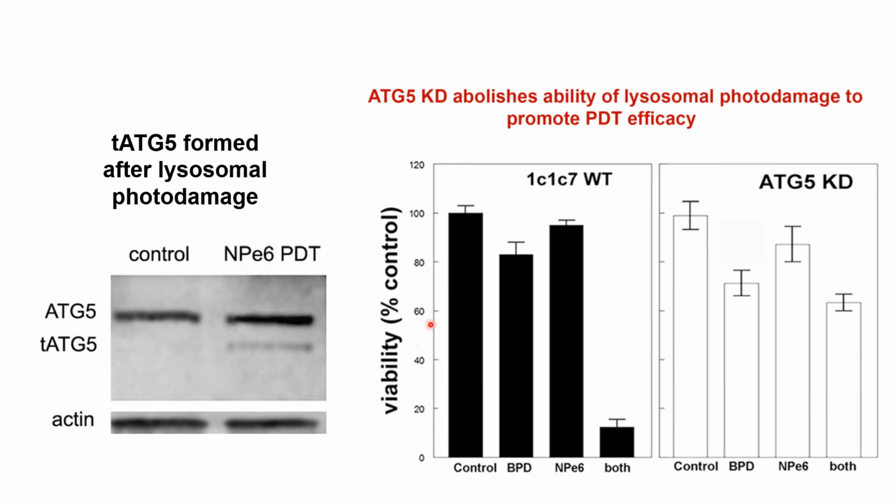This in vitro study shows what happens if we delete the ATG5 gene. Here we have wild type cells, BPD causing a mild decrease in viability, NPE6 similarly a very small decrease in viability. If we add the two together, we get a highly synergistic effect. Now, if we delete the ATG5 gene, which is responsible for the synergism, we get essentially the same effects of the drugs alone, but when we combine the two, it's no more than additive. So we clearly need the ATG5 gene to see this synergistic effect of lysosomal plus mitochondrial photodamage.